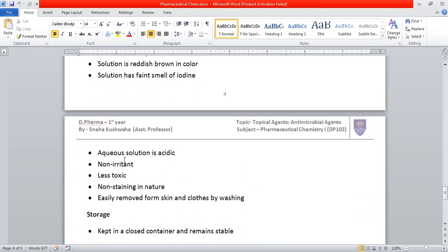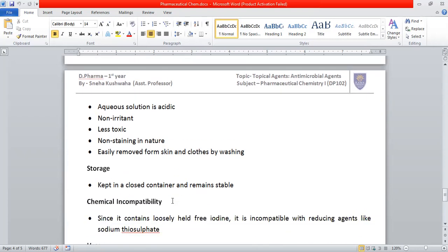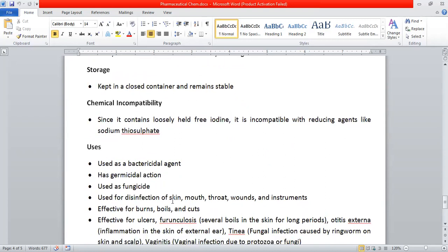It is non-irritant. It is less toxic. It has a non-staining in nature. Its aqueous solution is acidic. And last, it is easily removed from the skin and clothes by washing. Now, storage. It is kept in a closed container and it remains stable if it is kept closed.